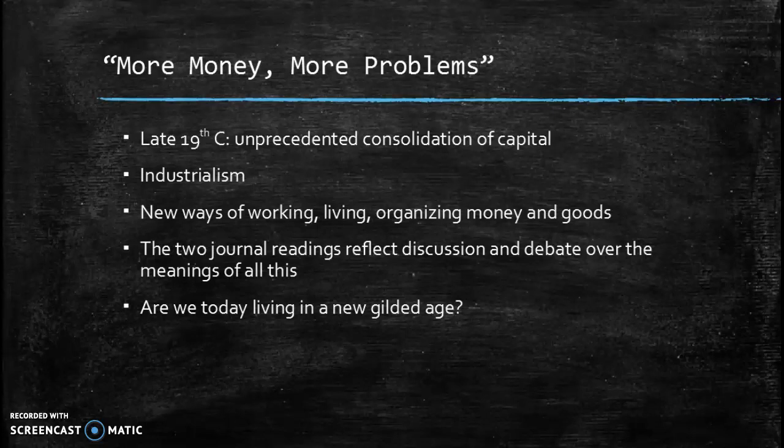And so one question to think to yourself about as I go on and talk about the journal assignment is some people say that we today are living in a new Gilded Age. So maybe some of this stuff will feel kind of familiar to you. It's just something for you to consider, and you could even write about it in your essay 1 if you like. Are we living in a new Gilded Age?